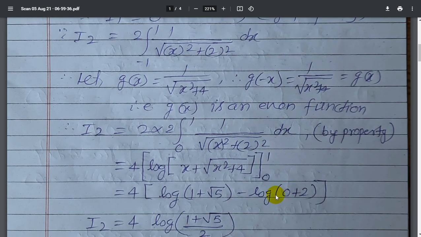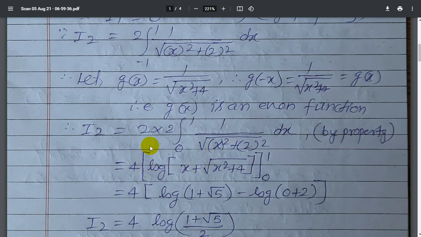Now using the formula. So this integral is of the form, which form? 1 upon under root x square plus a square into dx. And its formula is log of x plus under root x square plus a square plus c. But it is a definite integral, so do not write the constant of integration c.